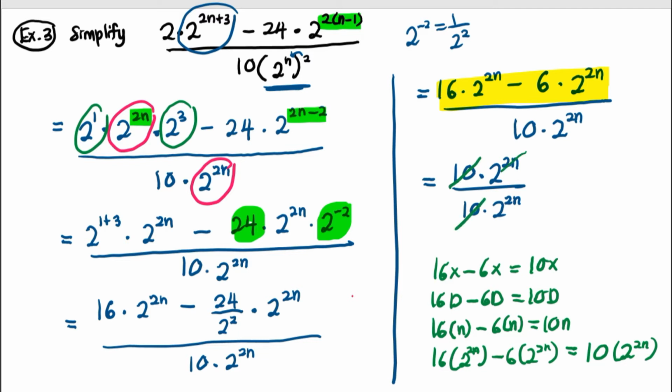So now we can cancel, this one will become 1, this one will become 1. So of course the answer is 1. Now we are done with simplifying indices. You have to do a lot of exercises to solve this kind of problem.